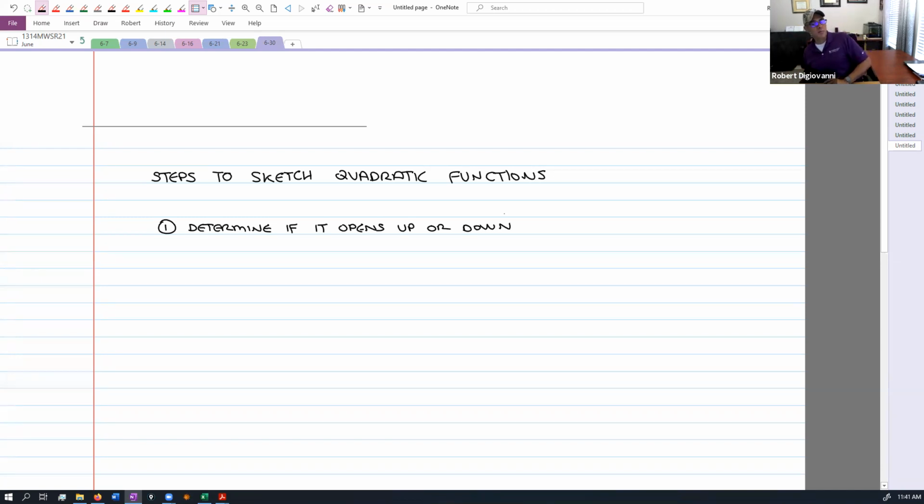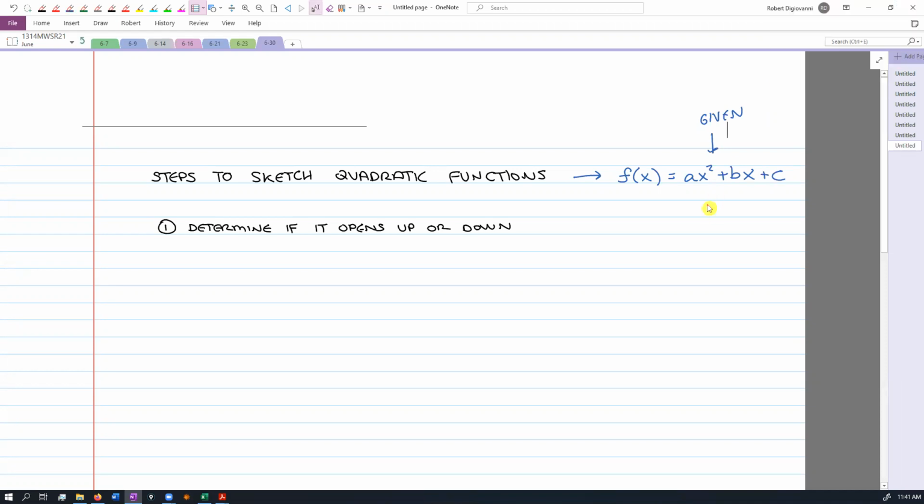You're just going to figure out, does it open up or down? So that should be easy, shouldn't it? Because when I ask you to sketch a quadratic function, I'm going to give you the function, right? That'll be presented to you. So if I ask you if it opens up or down, what are you going to look at? You just look at the number in front of x squared. If it's positive, it opens up. If it's negative, it opens down. So that first step should be pretty straightforward, right? Would you agree?